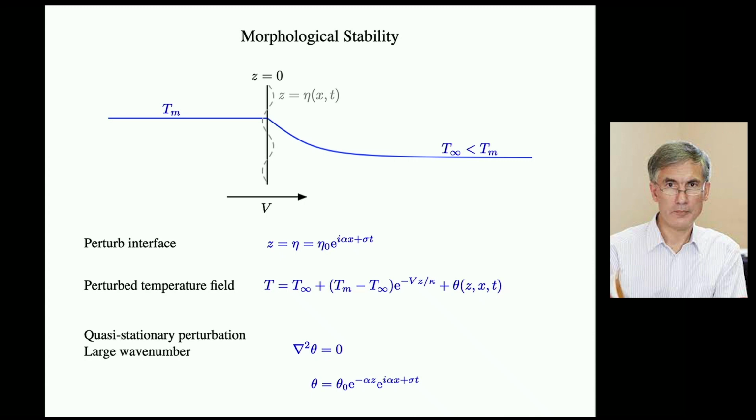One seems straightforward because we've talked about it already. That's a quasi-stationary perturbation. So I'm going to solve Laplace's equation. Strictly speaking, in this frame of reference, the quasi-stationary perturbation should give me Laplace's equation equal to minus v d theta dz. So I still need the frame advection.